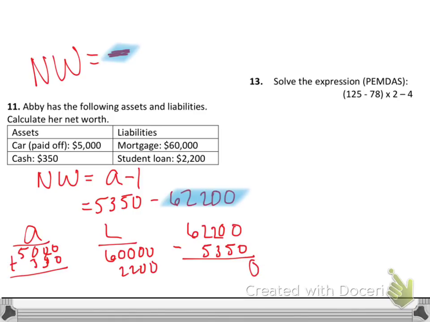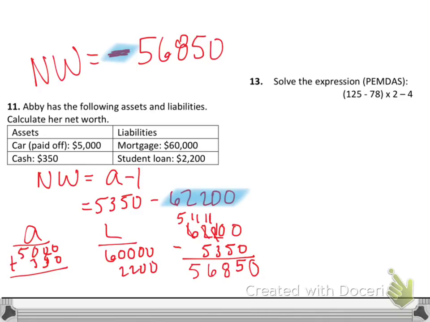So we have, borrow from the 2. 10 minus 5 is 5. Borrow from the 2. 11 minus 3 is 8. Borrow from the 6. 11 minus 5 is 6. So her net worth is negative $56,850.